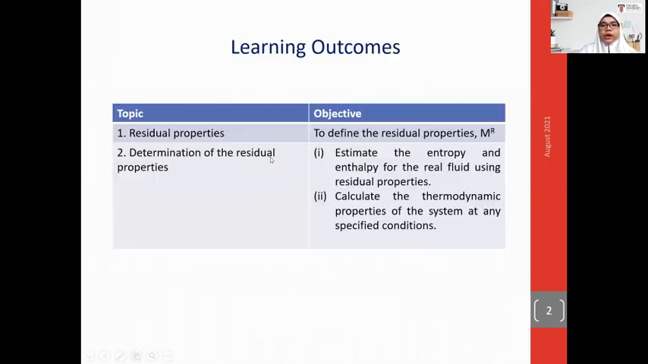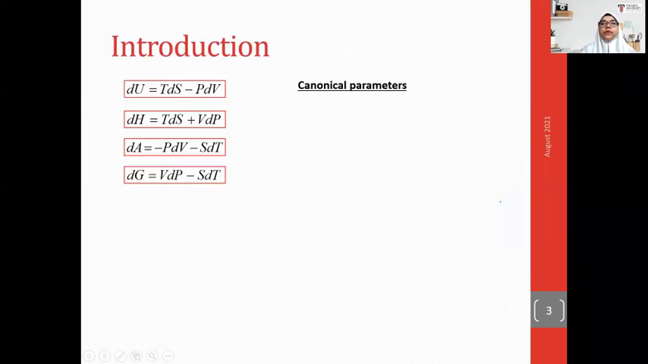So in this part, we will learn about the residual properties. What is the definition of residual properties and how do we determine them? The objective is that you can estimate the entropy and enthalpy for a real fluid using the residual properties, and also calculate the thermodynamic properties of the system at any specific condition.